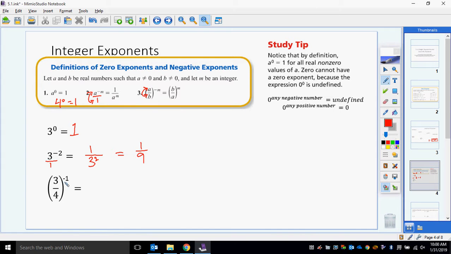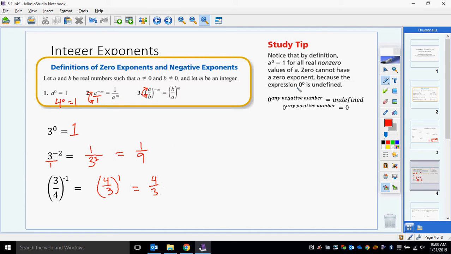Now I have a fraction raised to a negative exponent again. So if I flip them, put the 4 on the top and the 3 at the bottom, that exponent will turn positive. Okay, so anything to the first power is itself, so I get 4 over 3.